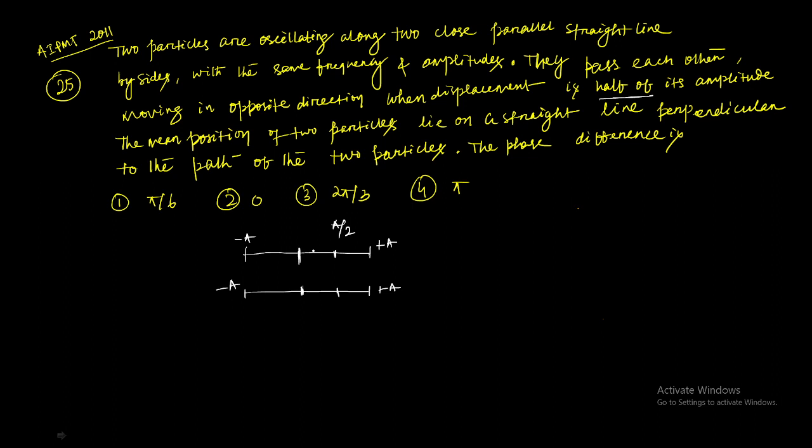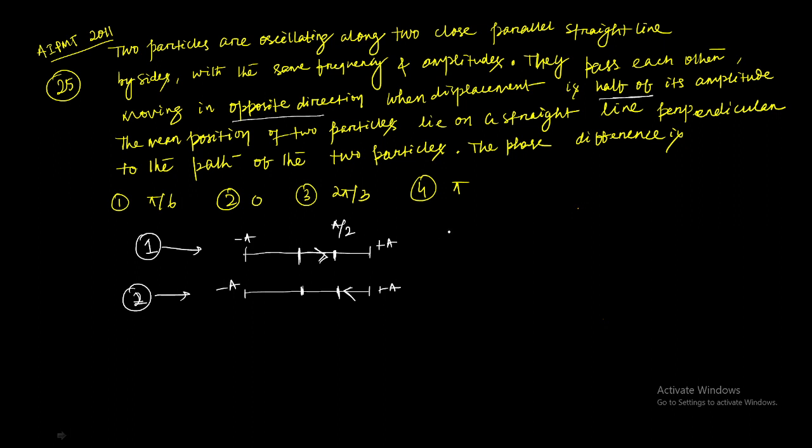So let's say they're starting from the mean position, right? One is starting from the mean position. It is moving like this. Another is moving like this. Why are they moving like this? They are telling that moving in opposite direction, right? When the displacement is half of its amplitude. So one is moving along this direction and another one is moving along this direction, and they meet at a by 2. Now their phase difference I have to find out. Let's say this one is particle number 1, this one is particle number 2. For particle number 1, what should be the phase?